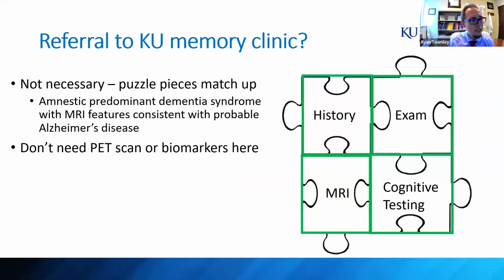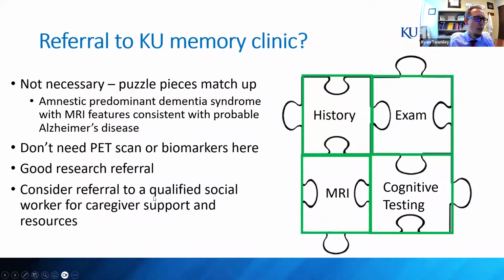And so, does this patient need to be referred to a specialty memory clinic? No, not necessarily, right? We have all these pieces of information that really match up. The diagnosis is basically Alzheimer's disease, related to the clinical syndrome, the MRI scan, and the cognitive testing. So this patient doesn't need an FDG PET scan. They don't necessarily need biomarkers at this point either. This might be a really good research referral. This is the type of patient we're looking for in an Alzheimer's research study. But you're also going to want to get them plugged in with social resources and disease education and things like that.